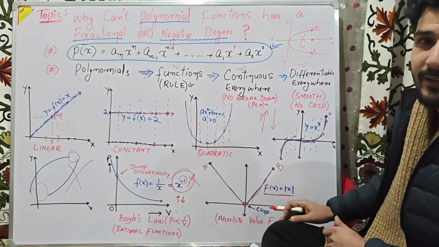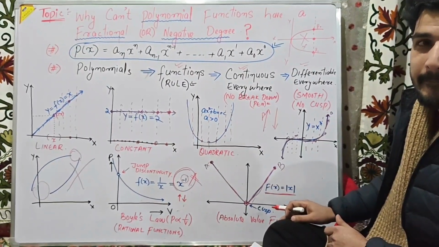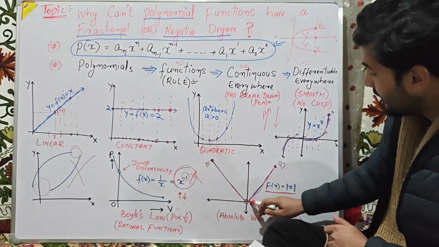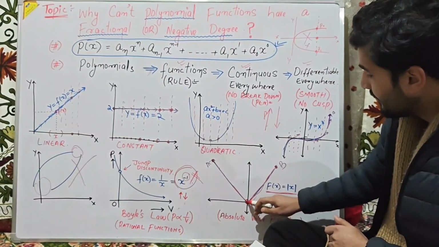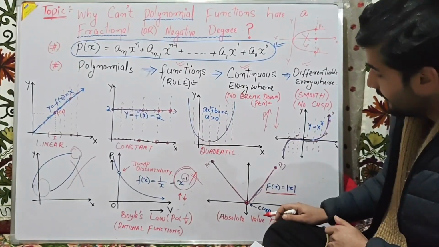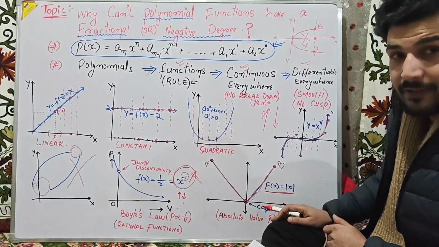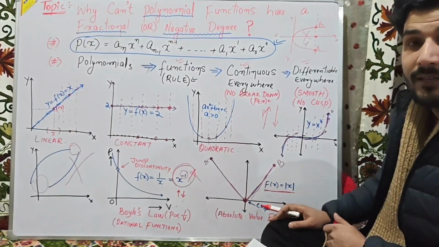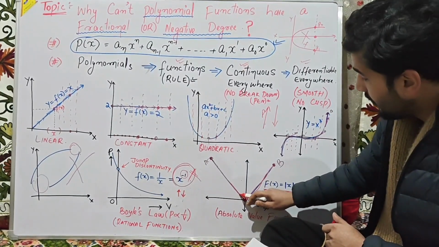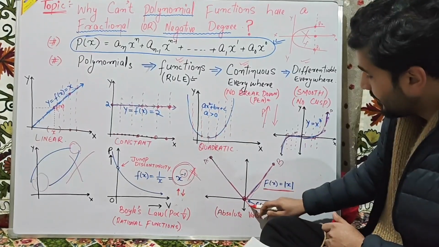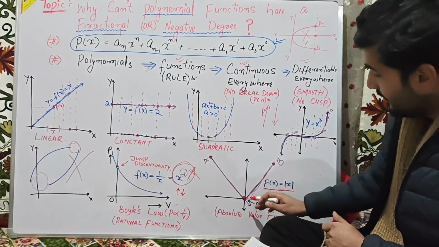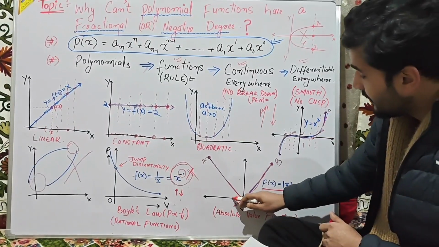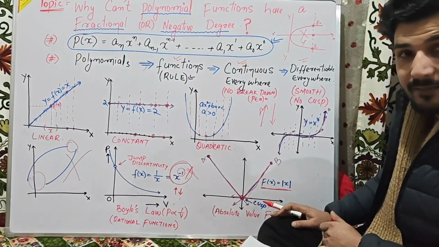But what about differentiability? It is not differentiable. Let us focus at the origin here. Differentiability graphically implies the slope of the tangent line. We can draw the tangent line in this way, we can draw it in this way, we can also draw the tangent line in this way.